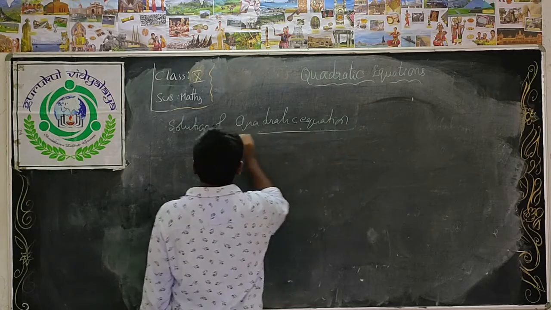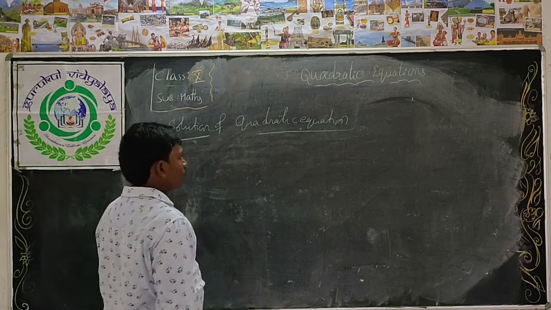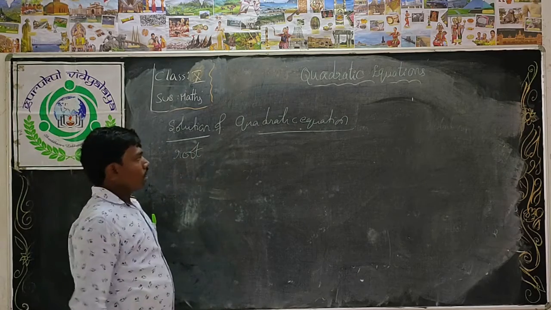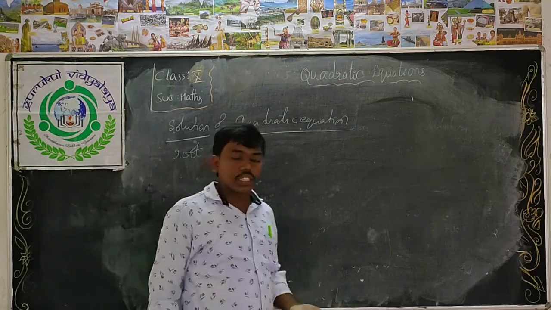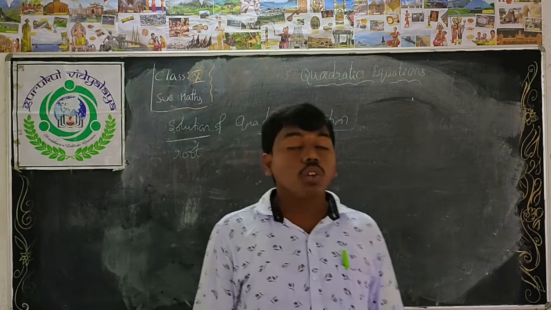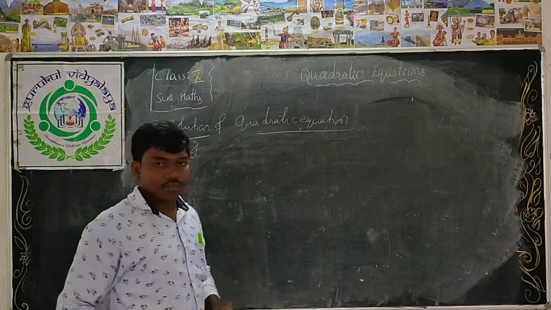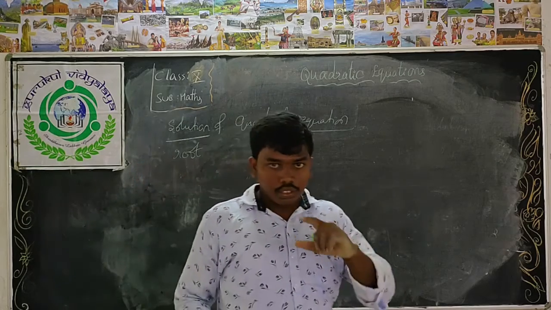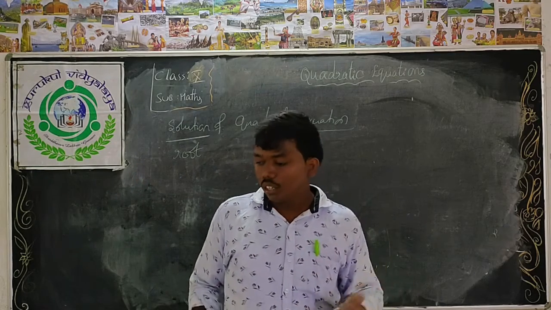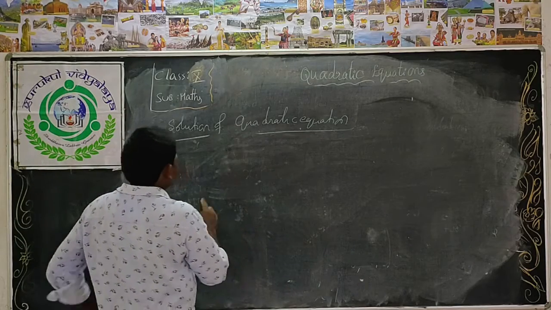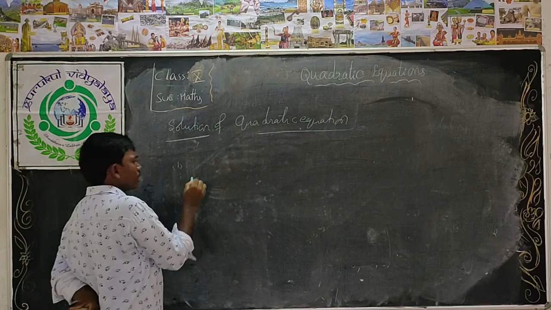Children, here the word solution, we will use the word root. Find the roots of the quadratic equation is nothing but solve the quadratic equation. Solution is nothing but here we will write root. Find the roots means the answers of the quadratic equation. Okay. Now splitting method. The first method is splitting method.